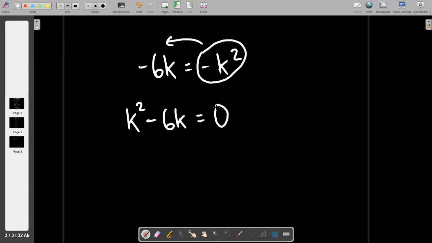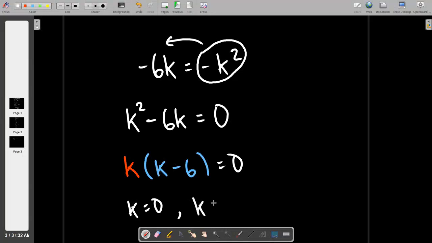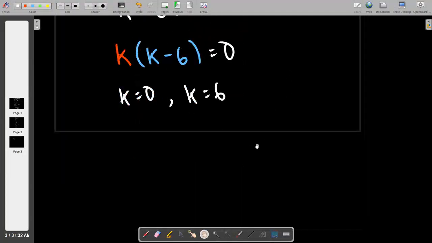And this is the kind of factoring that we learned at the start of class. What's it called again? GCF. What is the GCF of k squared and 6k? It is k. And so I have a factor of k and a factor of k minus 6. So my solutions are 0 and 6. You feeling it? Yeah. All right, last one then.